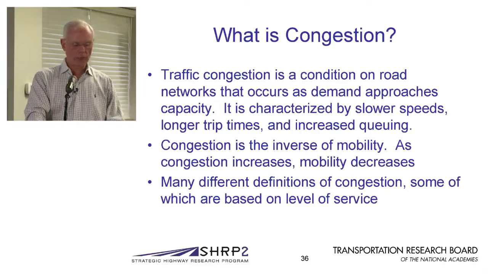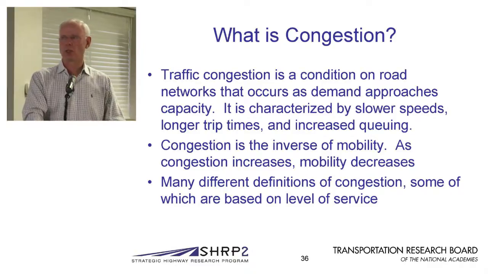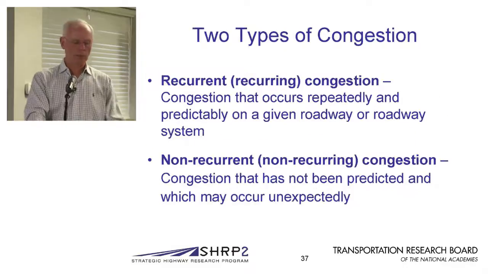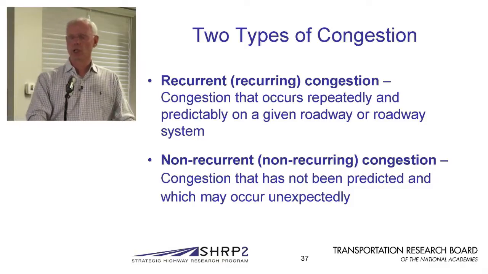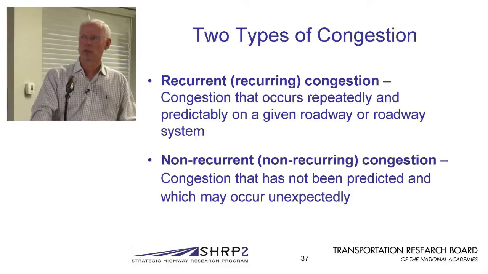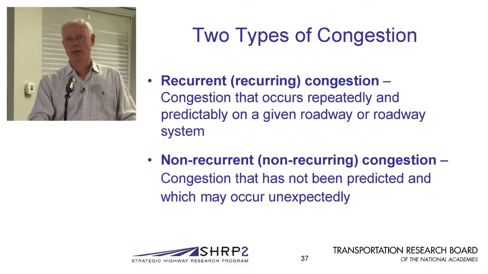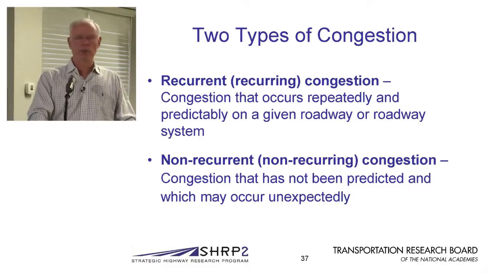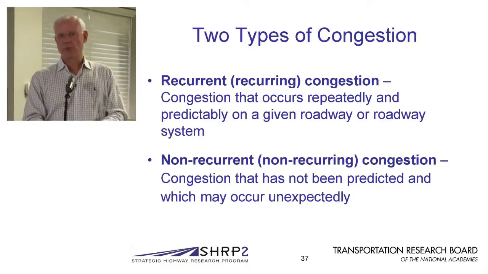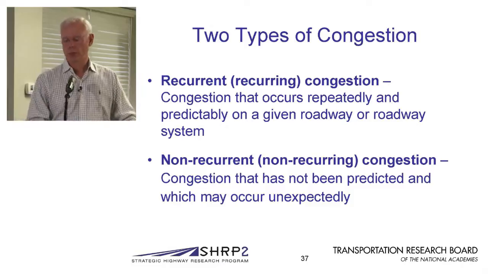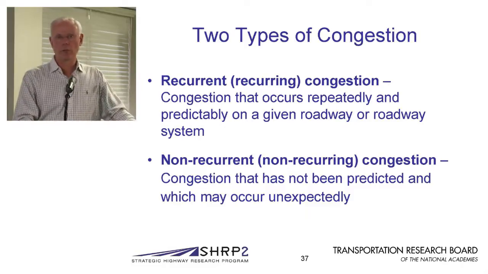What we'll deal with in the upcoming slides is the various definitions of congestion and how it's measured. Let's start by putting on the table what we've talked about up to this point, which is recurring congestion and non-recurring congestion. Recurring congestion is that which occurs, just as the name implies, every day. On your commutes, you typically think about it in terms of commuting, but it could even be a Saturday afternoon around a shopping mall someplace.